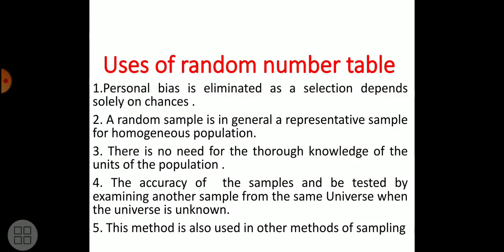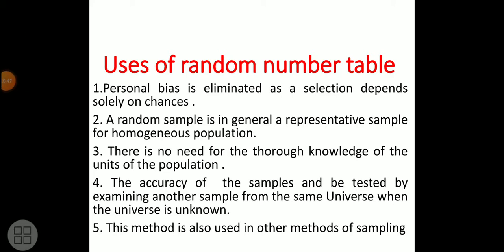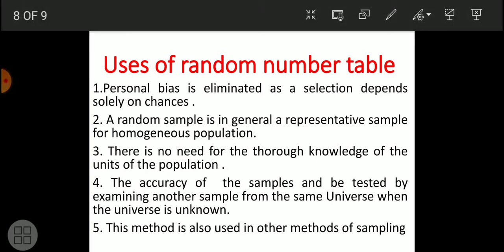Now we have seen that method, the random table method, which is used for the selection of samples, isn't it? Now, uses of random sampling, uses of the random number table. First use: personal bias is eliminated as the selection depends solely on chance.